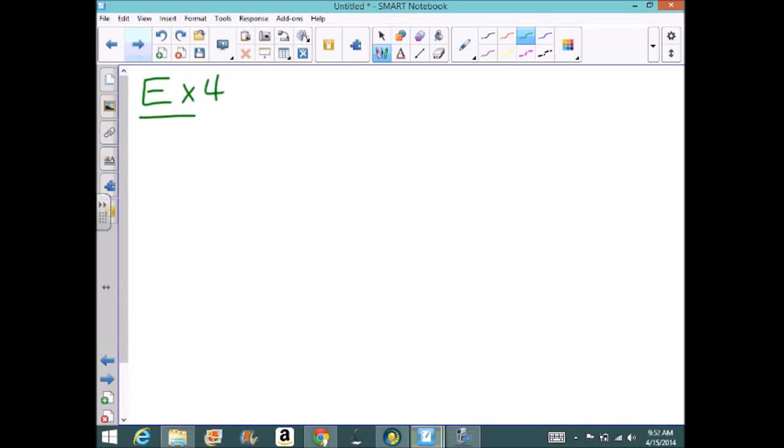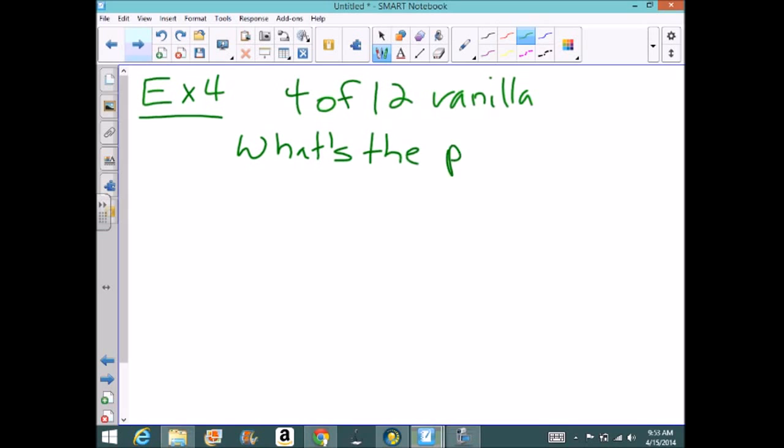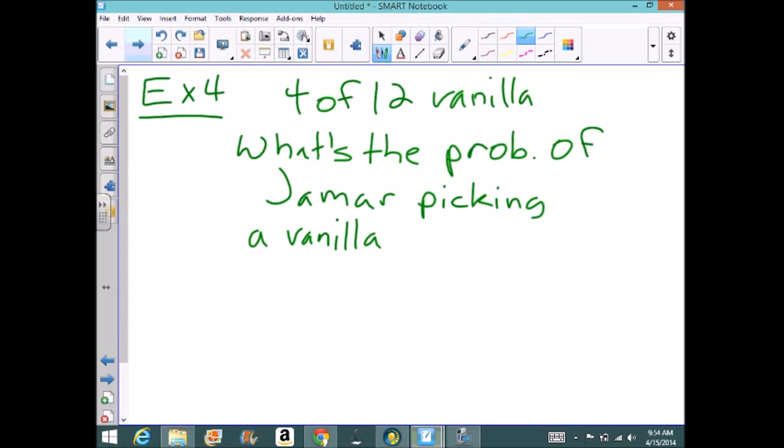Okay, in example number 4, what we are going to do is, again, try to find the probability of a specific event occurring. Let me say what the problem is, and then we'll go from there. If I have 12 chocolates and 4 of them are vanilla, what's the probability of Jamar picking 2 chocolates with vanilla in them? So we're going to let Jamar choose 2 candies out of the 12, 4 of which have vanilla. What's the probability that when he chooses 2, both of them will be vanilla?